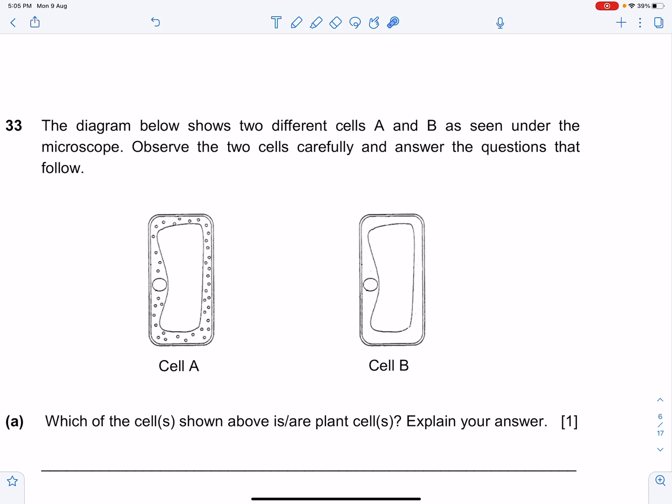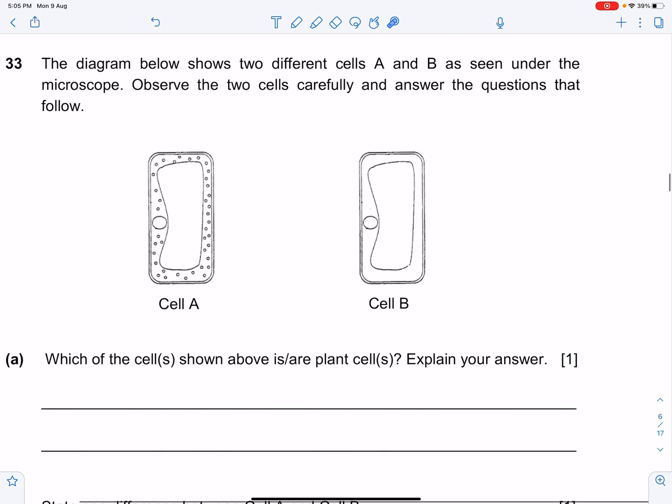The diagram below shows two different cells, A and B, seen under the microscope. Observe the two cells carefully and answer the questions that follow. Then the question asks, which of the cells above are plant cells? Explain your answer. If you ask me what is the most obvious thing that all plant cells have, that will be the cell wall. That's the first thing I'm going to look for.